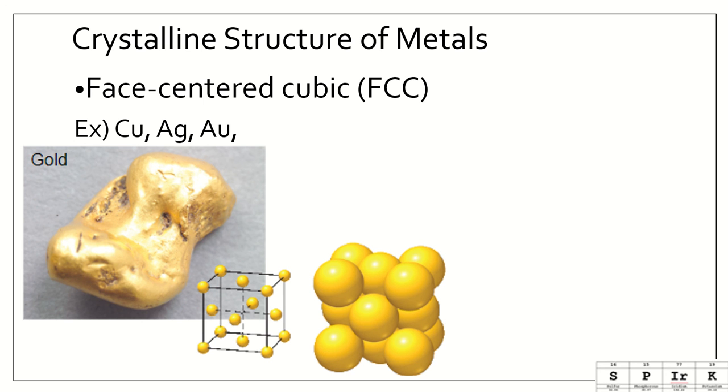Face-centered cubic is another one. Here we're looking at metals like copper, silver, and gold. You can see that it's a little more beat up, I guess, a little more malleable. Looks like you can manage its shape a little differently. Here we have about 12 atoms.